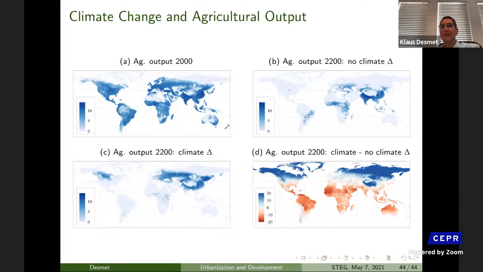Another related question, and I'll stop here because I realize there may be some other questions, but another really interesting question, at least to me, is what's going to happen to these agglomeration economies?